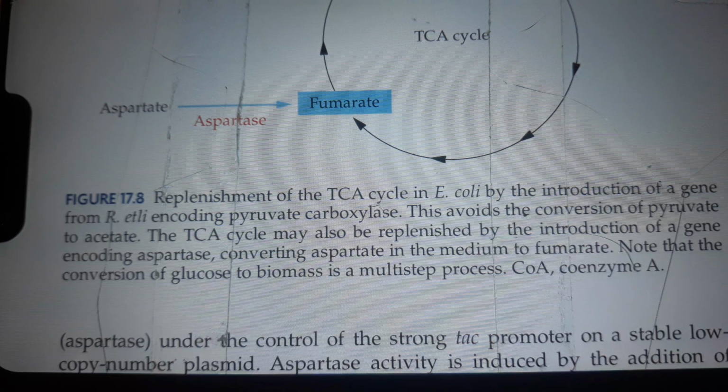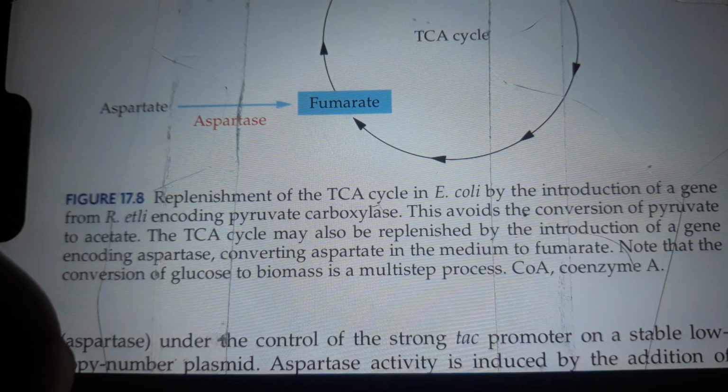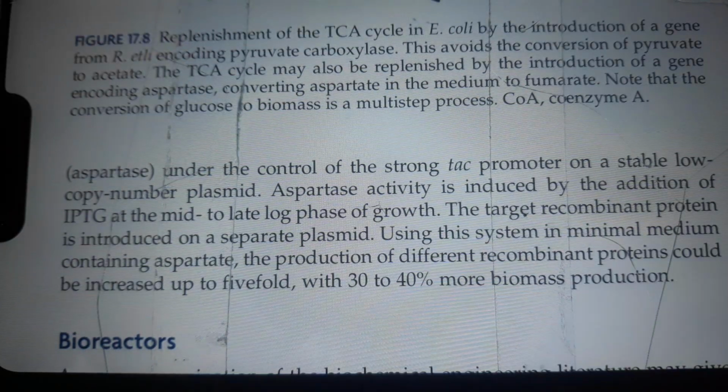The TCA cycle may also be replenished by the introduction of a gene encoding aspartase, converting aspartate in the medium to fumarate. Note that the conversion of glucose to biomass is a multi-step process, coenzyme A, or CoA. Now, in continuation with the subject matter proper, aspartase, under the control of the strong tac promoter on a stable low copy number plasmid.